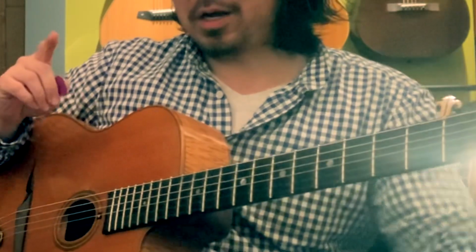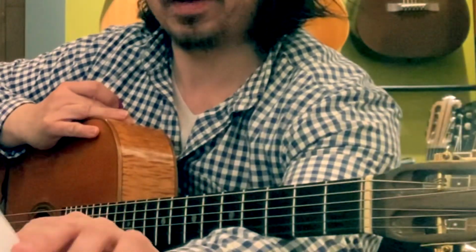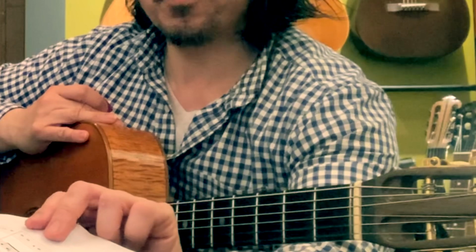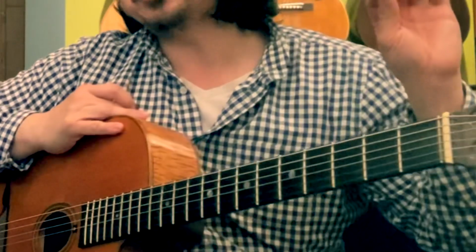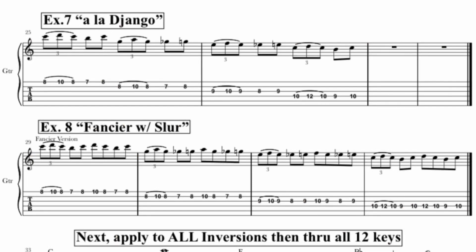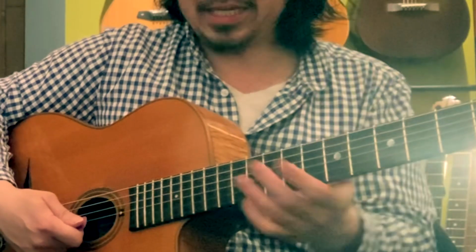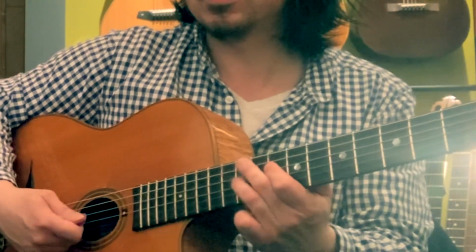And again, I don't know if I'm going 100% in order here, but now I call this one the enclosure. I'm going to go to the one that's called the Django, a la Django. I really love this one. So that's very Gypsy jazz, very Django. That involves getting the triplet slur.